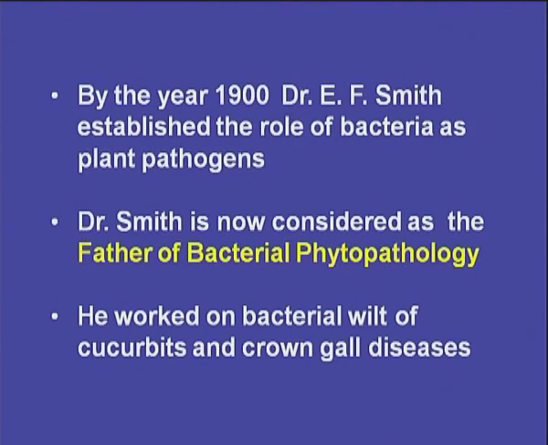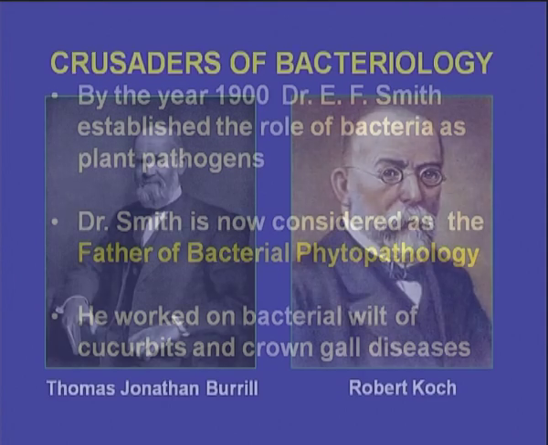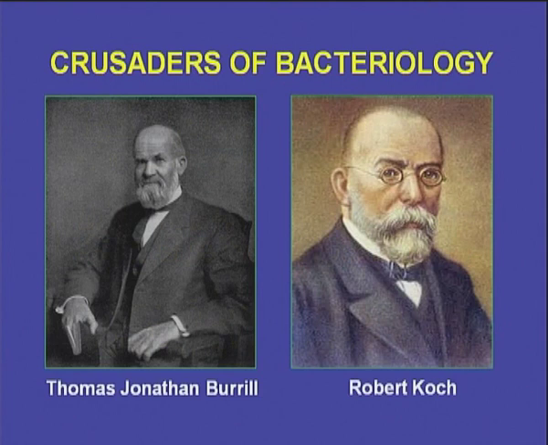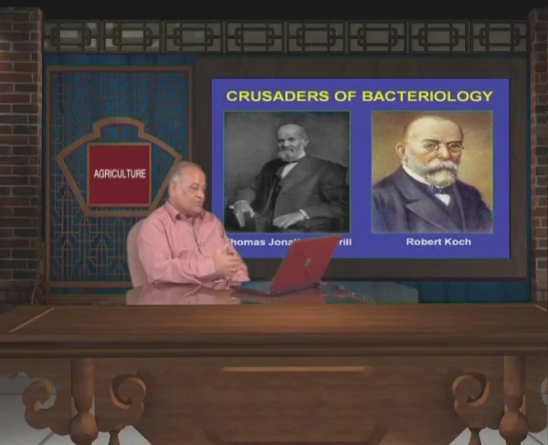By the year 1900, Dr. E. F. Smith established the role of bacteria as plant pathogens. Dr. Smith is now considered the father of bacterial phytopathology. He worked on bacterial wilt of cucurbits and crown gall diseases. And these are the photographs of the crusaders of bacteriology. Here is the photograph of Thomas Jonathan Burrill, who worked on the fire blight disease of pear and apple, and he showed us that bacterial fire blight is caused by bacterial pathogens.